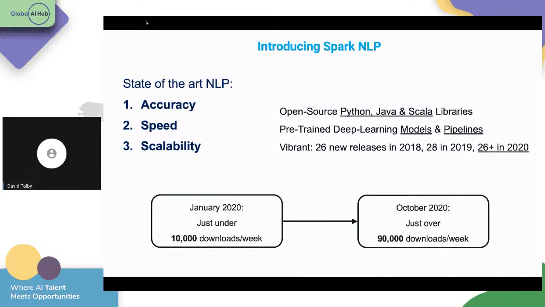In 2020, Spark NLP started the year already being the most popular NLP library in the enterprise. But as you can see, it grew significantly during the year. And right now, we're standing at just over 90,000 downloads per week. And this is on PyPI alone. So we're not counting Conda, and we're not counting the entire Java and Scala ecosystem. So we're not counting SBT and Maven and Spark Packages. This is just PyPI.